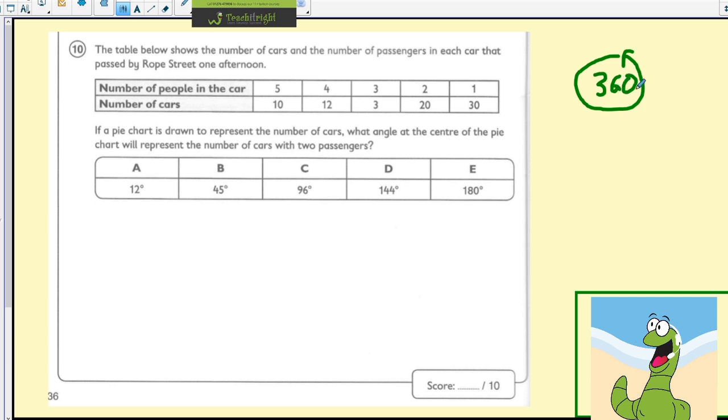I'm not sure. A pie chart is drawn to represent the number of cars. What angle at the centre of the pie chart will represent the number of cars with 2 passengers? So I'm going to mark off 2 passengers.